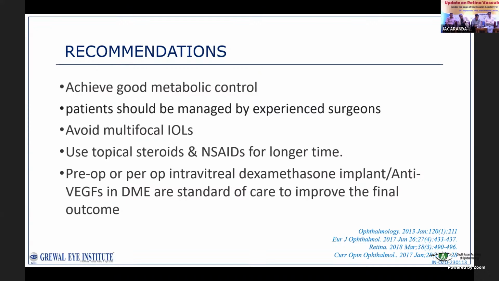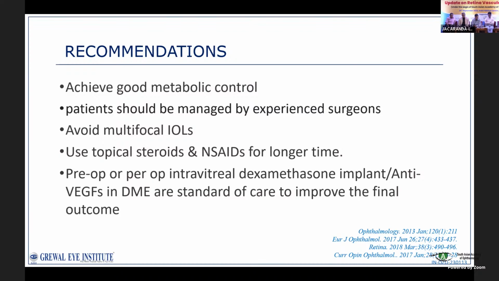Also, the use of topical steroids and NSAIDs should be for a longer time in all diabetic patients with cataract, not for 1 or 2 weeks, which is normally done at this time, because they have more chances of breakdown and developing changes in the macula. So we should be using them for a much longer time. And also from our own setup point of view in the country, avoid multifocals with DME, because I think they do much worse, and in the long run they have many problems. So even otherwise, with most of the maculopathies, the multifocals need to be avoided.